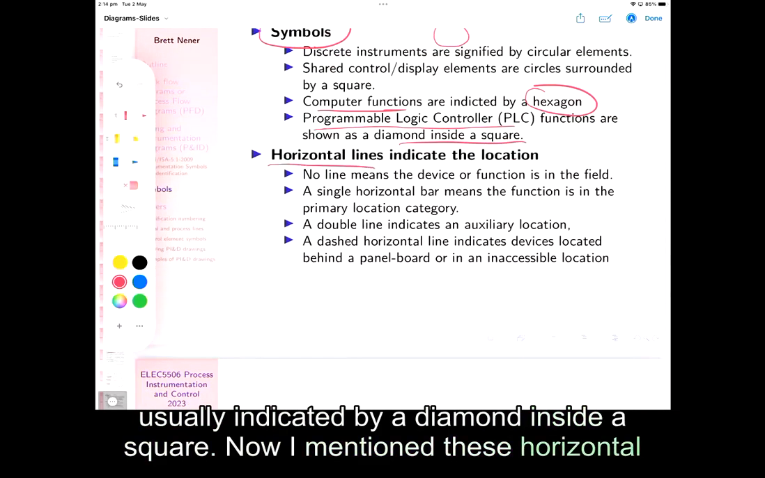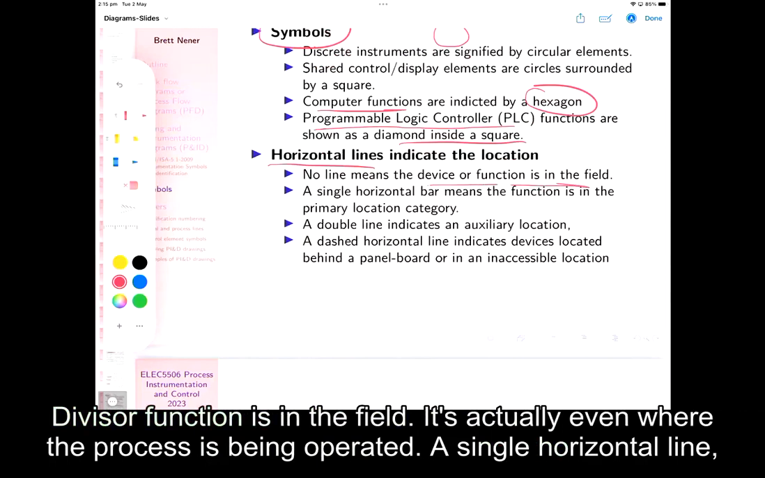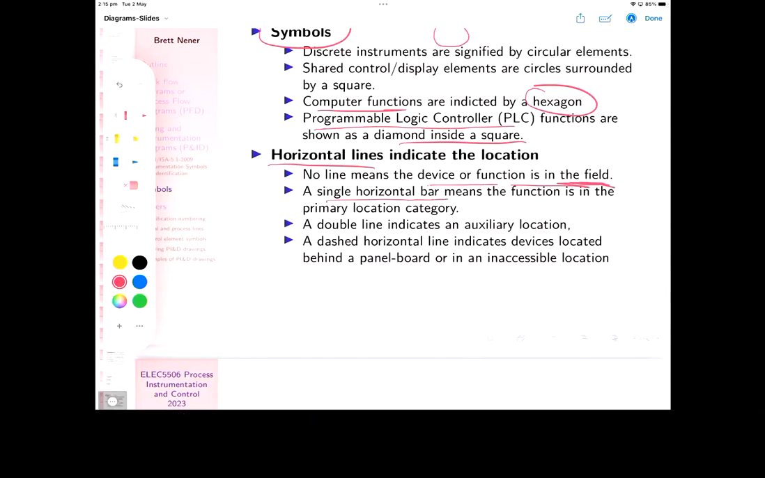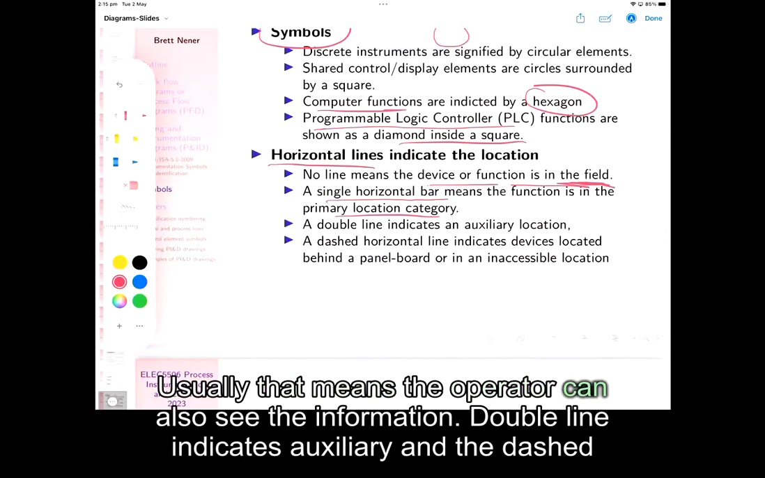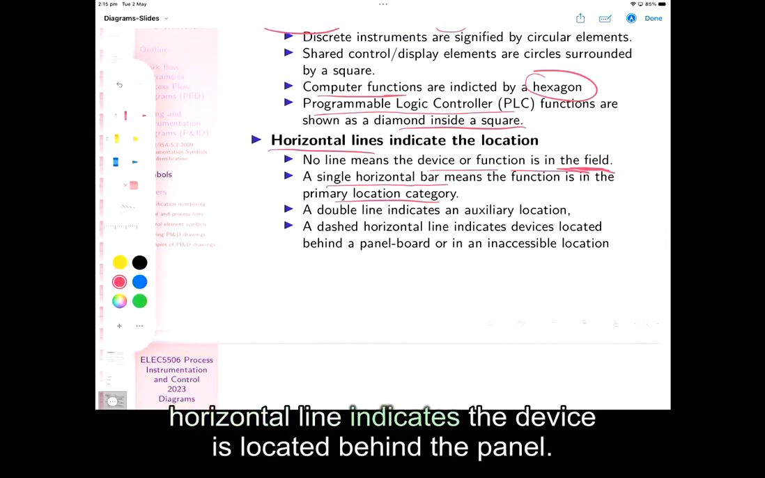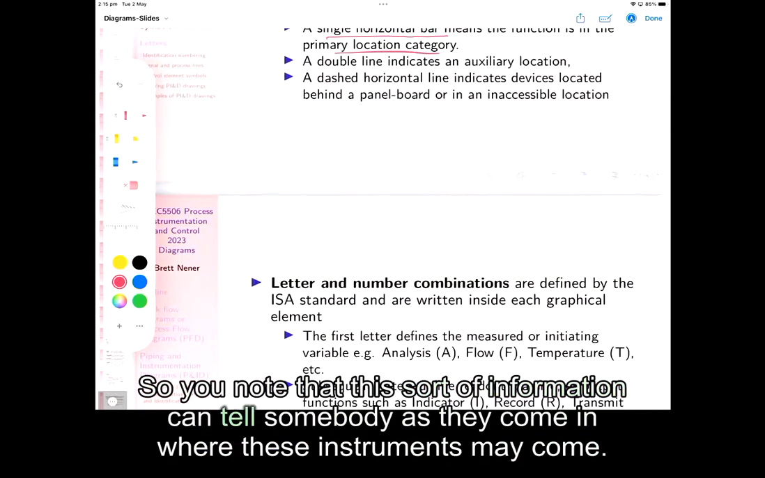Now I mentioned these horizontal lines, and that indicates location. So no line means the device or function is in the field. It's actually where the process is being operated. A single horizontal line, which we did see earlier, means that the function is in a primary location category. Usually that means the operator can also see the information. A double line indicates auxiliary, and a dashed horizontal line indicates the device is located behind a panel. So you note that this sort of information can tell somebody as they come in where these instruments may be found.